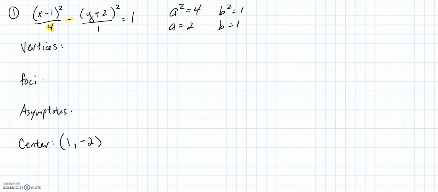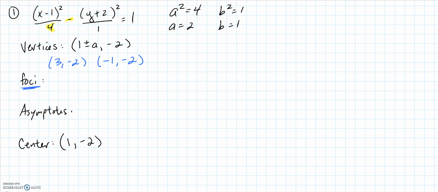So my vertices are going to be my center, which is 1, and then I'm going to add or subtract that a value, and comma negative 2. So my two vertices are at, let's see, 1 plus 2 is 3 comma negative 2. And 1 minus 2 is negative 1 comma negative 2.